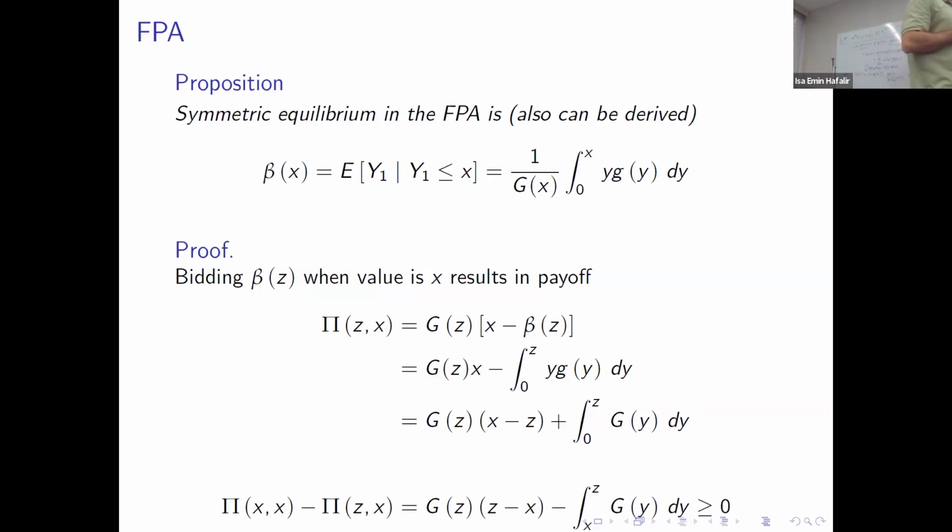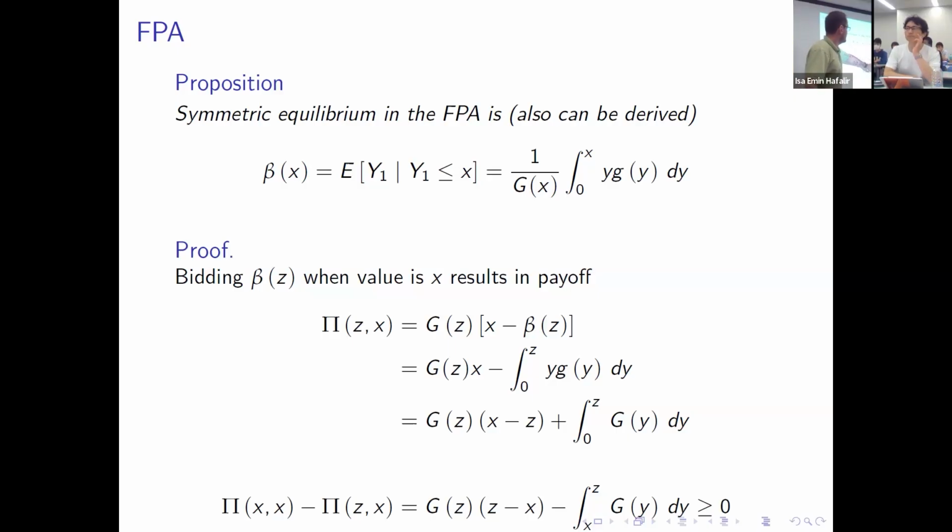Okay, so what is the utility of a bidder whose value is x, but who bids as if her value is z? If I bid as if my value is z, then the probability of winning is G(z), right? Because I assume everybody else is behaving according to the equilibrium strategy beta. I'm doing a Bayesian equilibrium calculation here. The probability of winning is when everybody else has values smaller than z, and that's given by G(z). And in the case of winning, my value is x, and my bid is beta(z). So this is my utility.